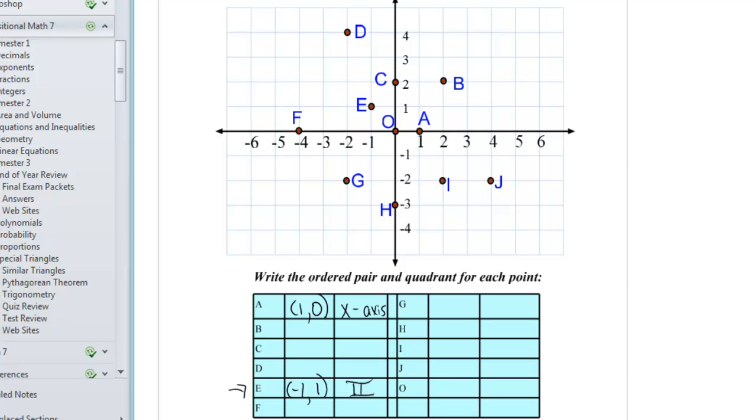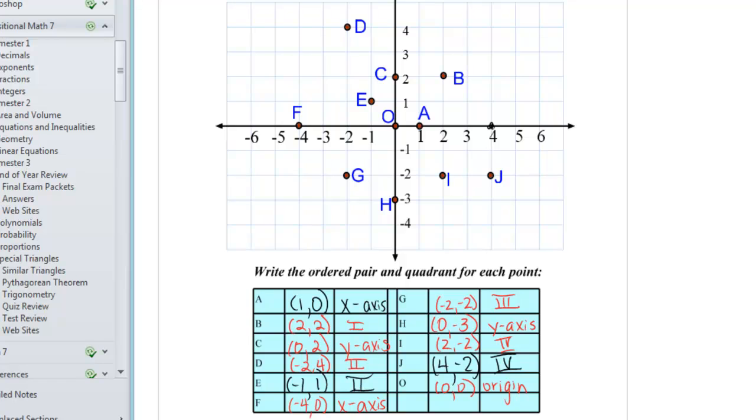Let's do J together. So point J is right here. What is our x value? How far over did we move? We moved over 4 for x in the positive direction. And then how about for y? We moved down -2, right? Or we moved down 2, which is -2. And what quadrant are we in? We're in the 4th quadrant. And they always use Roman numerals to show what quadrant they're in. Go ahead and finish this chart and then check back. Go ahead and check your answers.